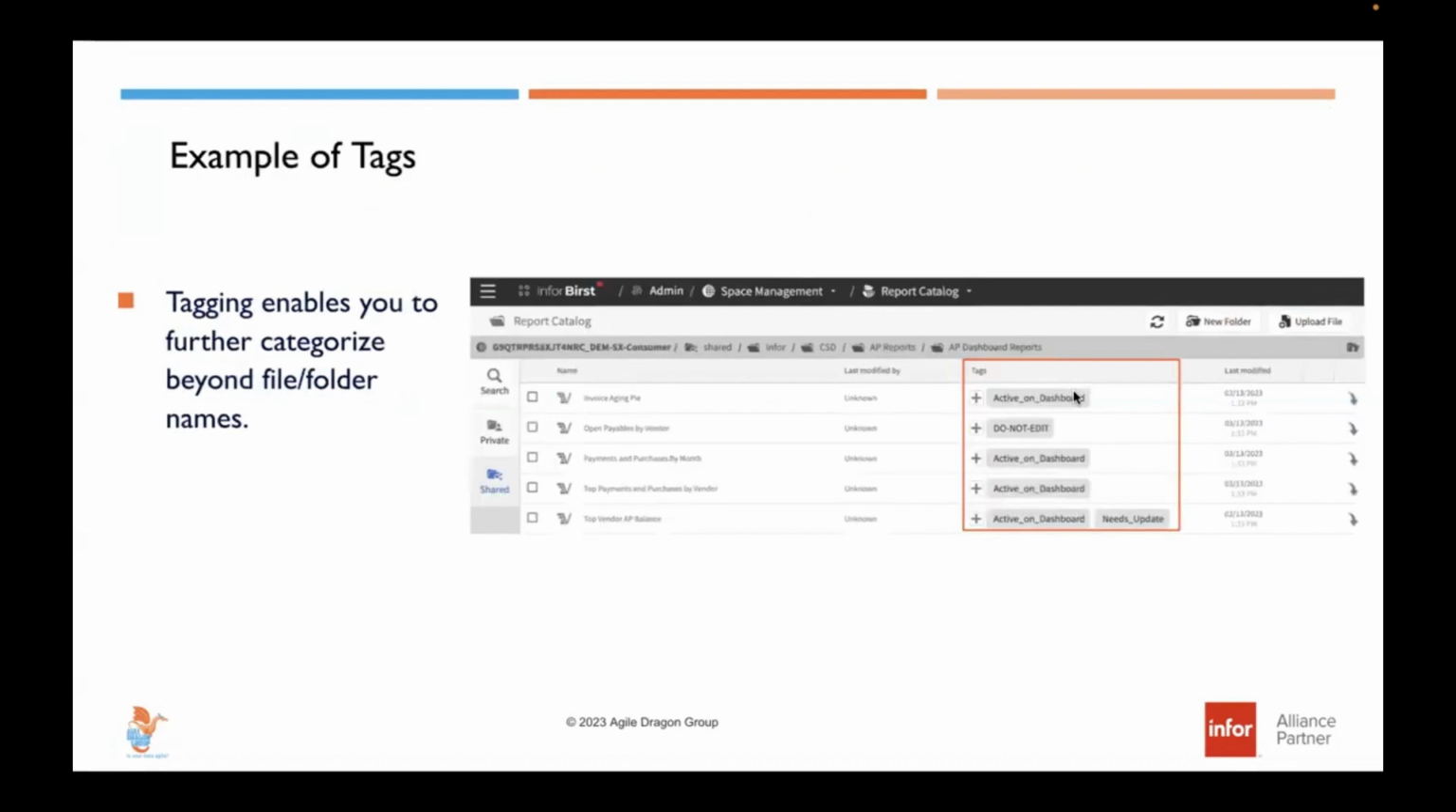In this slide, I'm showing an example of a folder within a Birst catalog, and indicated with the red box, you can see that there are tags assigned to the assets within that particular folder. In the last example on the list, you can notice that there are multiple tags assigned to one asset.